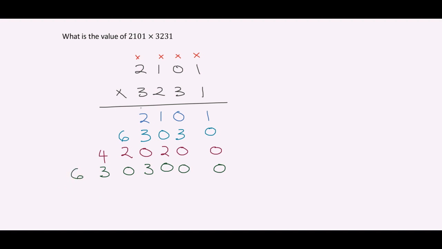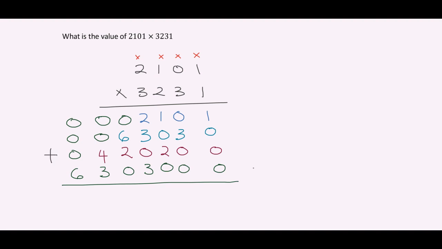Now we're going to add these together. But before we do that, we're going to make sure that we fill up every blank spot with a 0. So I have a 0 here, a 0 here and a 0 here. Then I have a 0 here. And now we should make sure that we have the same number of digits on every row. So we have 7 digits on each row, so we're good to go. And now we can add them together.